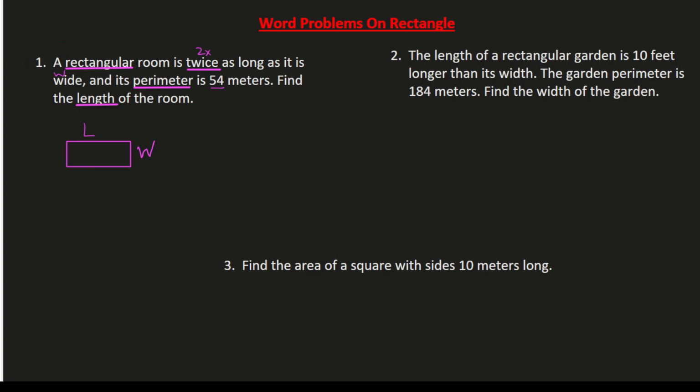It says the room is twice as long. So the length is equal to two times the width. That's what this one says: twice as long as it is wide. So the length is two times the width. And it says that the perimeter is 54 meters. I'm going to put P is equal to 54 meters. So now they want me to find the length of the room.